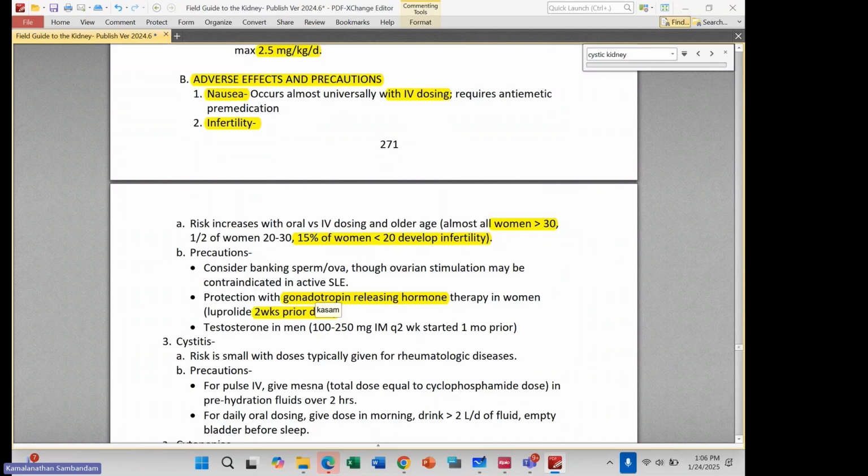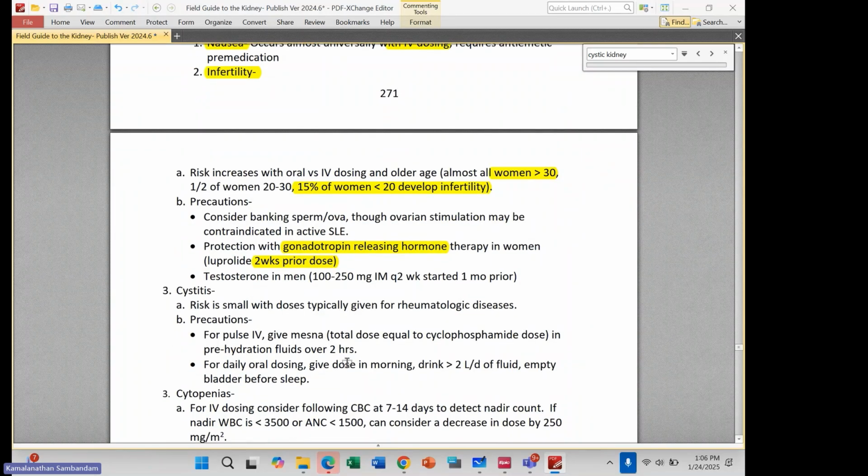We give a depot form, and it lasts 3 months, okay? But you may consider giving it separately 2 weeks before. If you recall, with that first dose of GnRH, you get ovulation. It's just with the sustained elevation in GnRH that you have suppression of ovulation. Okay, so ideally you give it 2 weeks before, but we don't do that. It's just too tedious. We just give it to them with the first dose of cyclophosphamide, and then we protect them through the other doses.